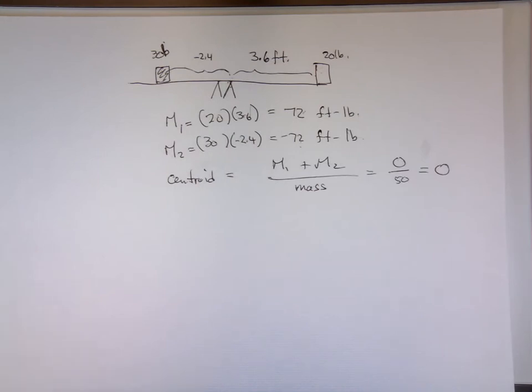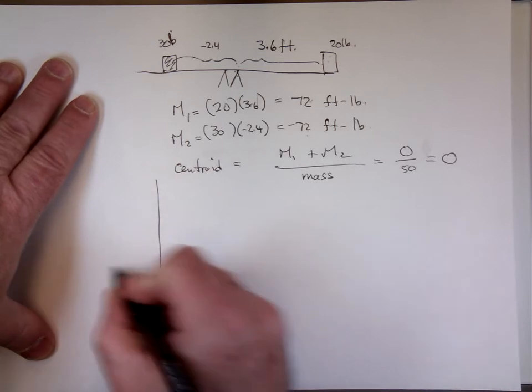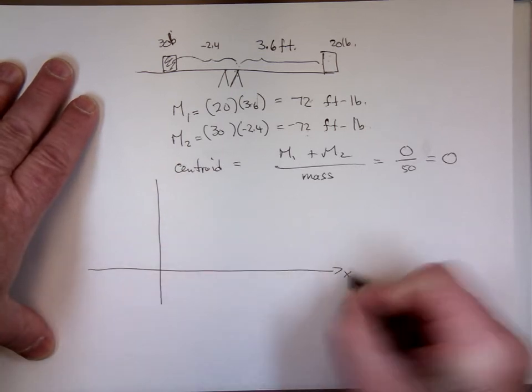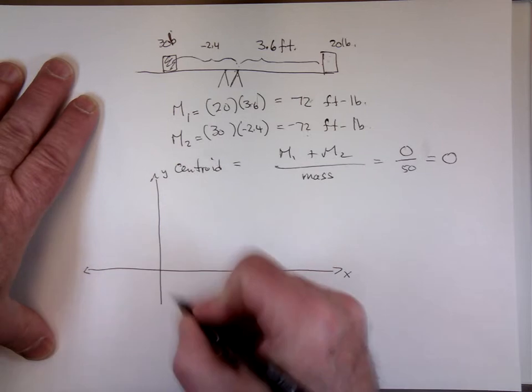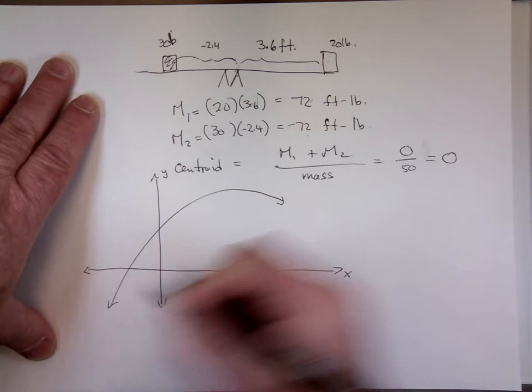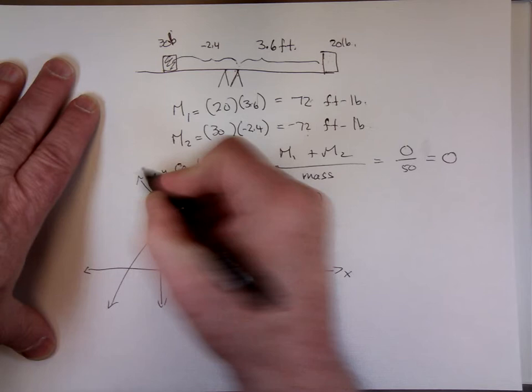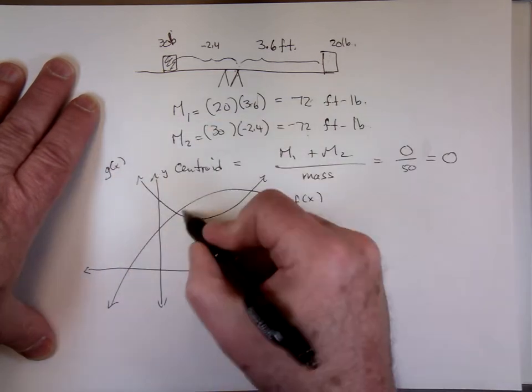Now, do we care about this? Actually, no. This is a discrete system. You've got discrete masses and discrete distances. We don't really care about that, but it does illustrate what we're going to do. We're going to take a continuous system. Let's take an f of x and a g of x from A to B.